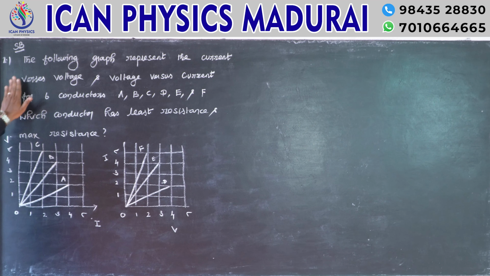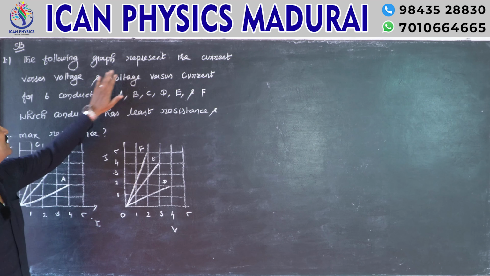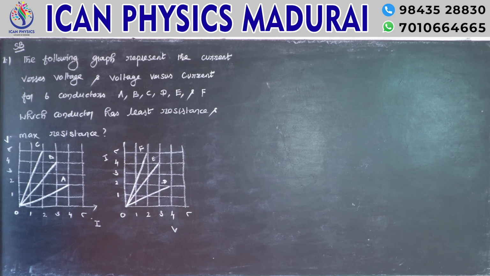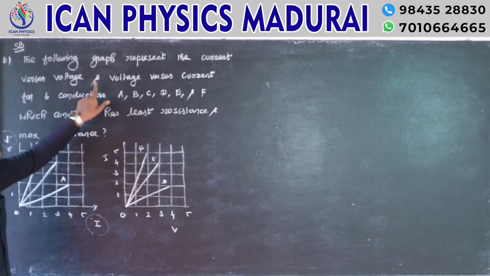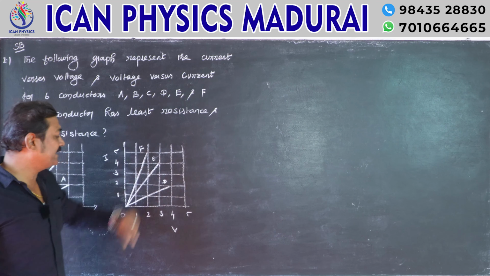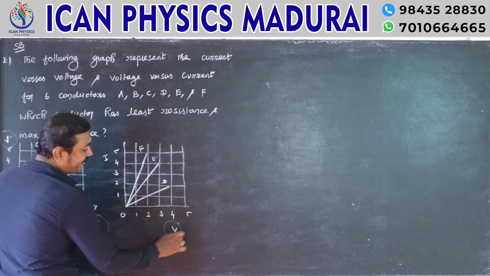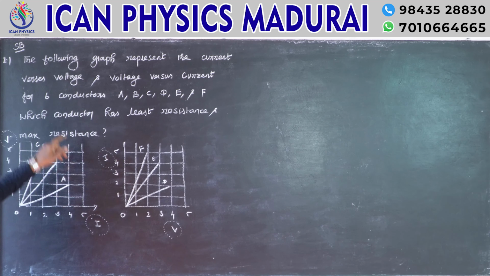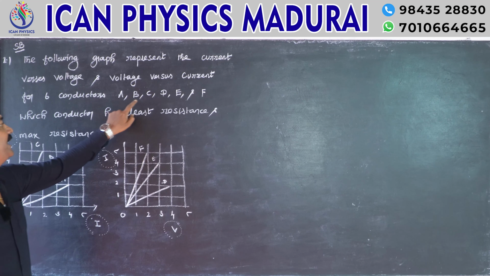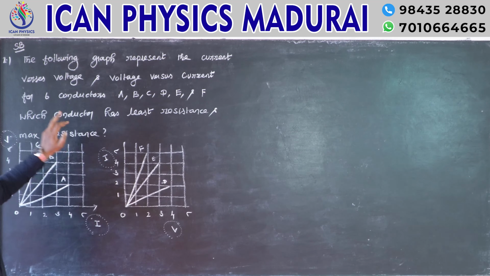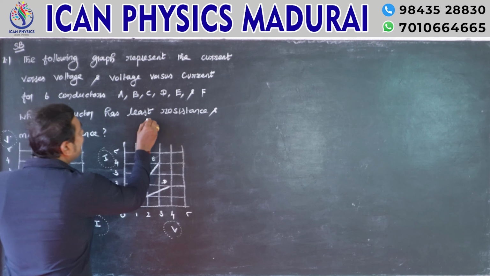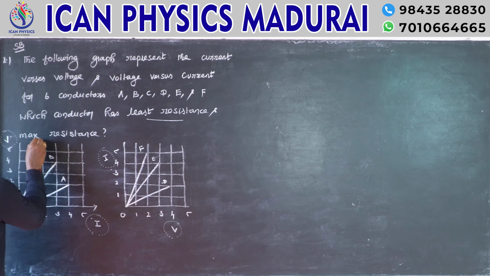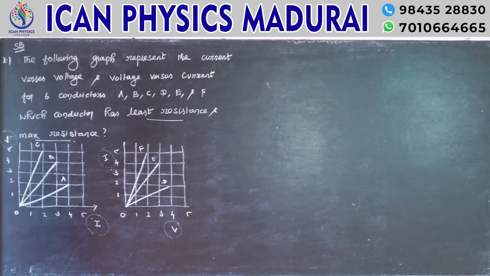So the first problem. The following graph represents the current versus voltage. Now, the current is taken along the x-axis and the voltage is taken along the y-axis, and voltage versus current. Now the voltage value is taken along the x-axis and the current value is taken along the y-axis, for 6 conductors A, B, C, D, E and F. Which conductor has least resistance and maximum resistance?